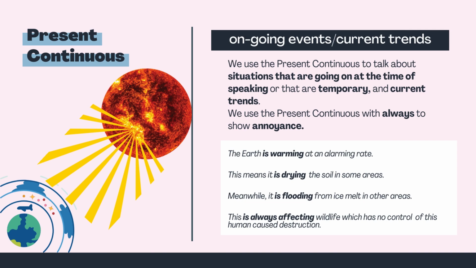The Earth is warming at an alarming rate. This means it is drying the soil in some areas. Meanwhile, it is flooding from ice melt in other areas. This is always affecting wildlife. Wildlife has no control of this human-caused destruction.